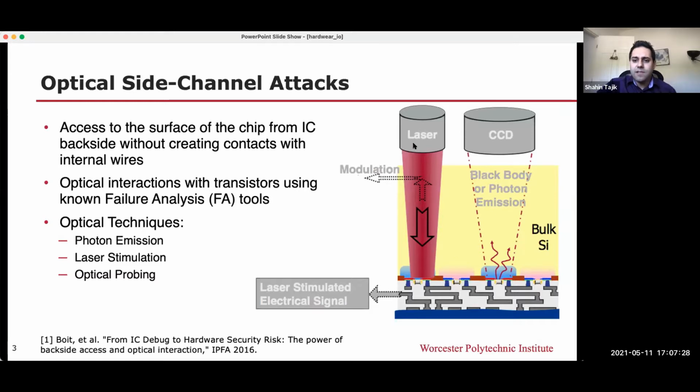We have more active techniques like laser stimulation or optical probing, where you are more active. You have a laser source or a light source, and you illuminate the chip from the IC backside. For example, you park your laser on a single transistor. So you have two options. Either you stimulate the transistor and look at the power consumption changes or current changes on the power line to get some information, or you directly look at the reflection of the light, which gets modulated based on the activity of the transistor, which is probably the most advanced optical technique, called optical probing. I'm going to talk about all of these techniques in detail.